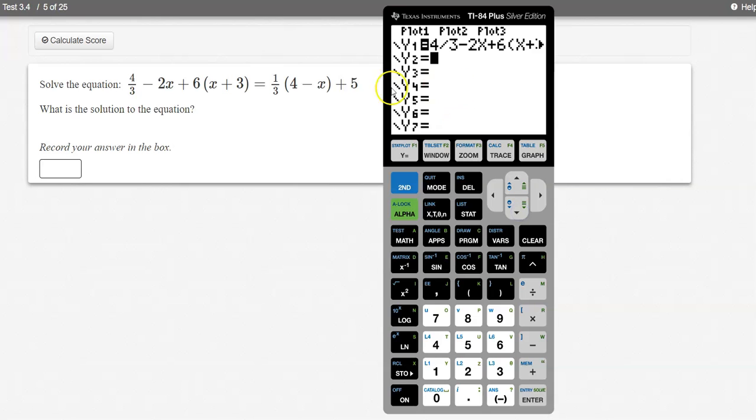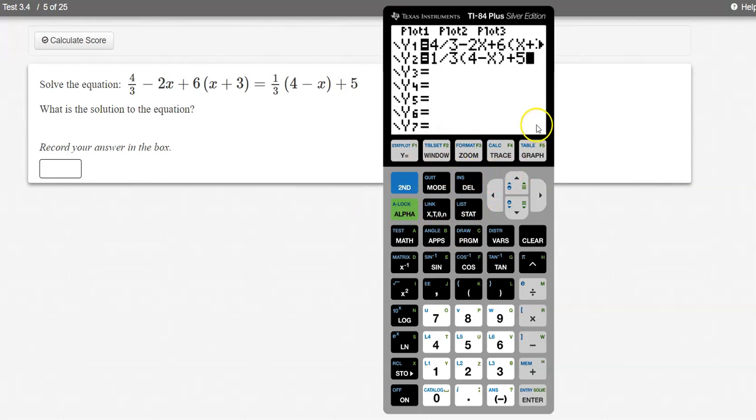Now, if you'll arrow down to y2, we can put the right side. 1 divided by 3, open parentheses, 4 minus x, close parentheses, plus 5. Now, many of you did this problem and did it correctly without the use of the calculator, or at least not using this strategy. But I would encourage you, particularly on one like this, where you have a fraction that's being distributed, giving you more fractions, it's always a good idea to check your answer using technology, just to be safe.